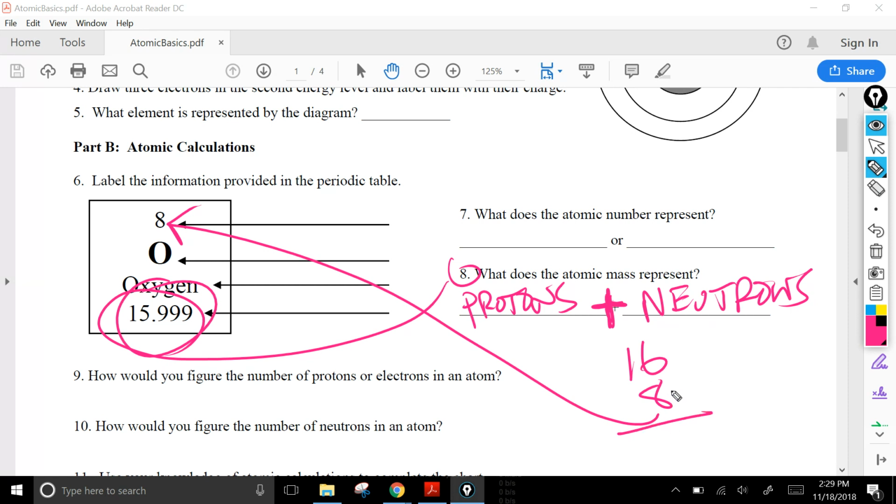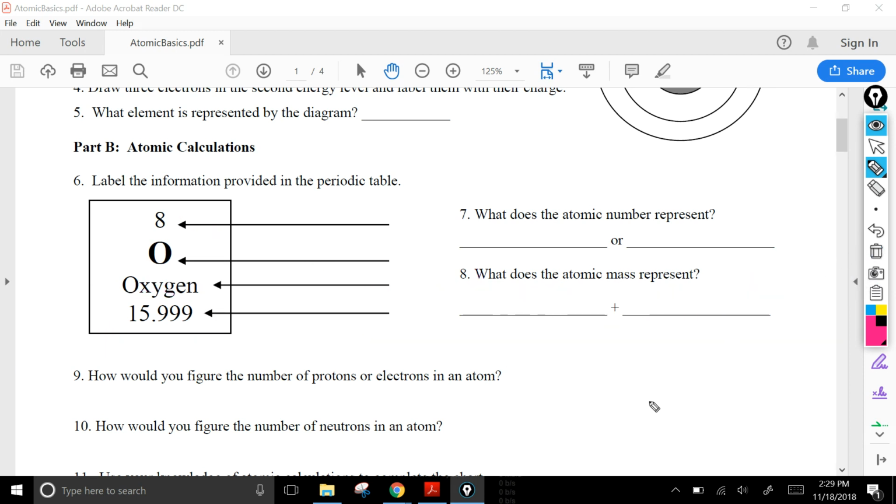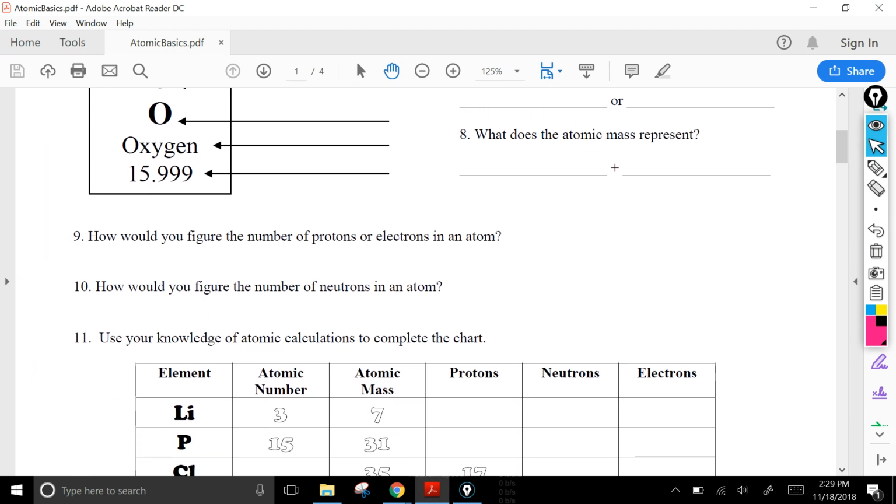So if we subtract our protons from our total mass, what we're left with is the number of neutrons, 8 in this case. The total mass of our atom is the number of protons plus neutrons. If we subtract the protons, we're left with the neutrons. And that's what it's asking you here in number 9. How would you figure the number of protons or electrons in an atom?